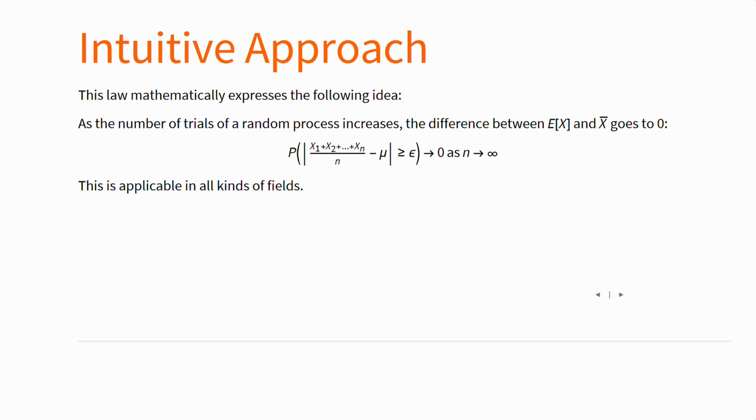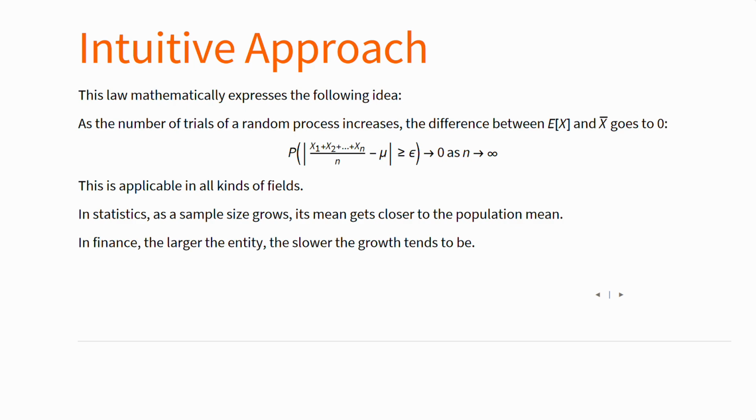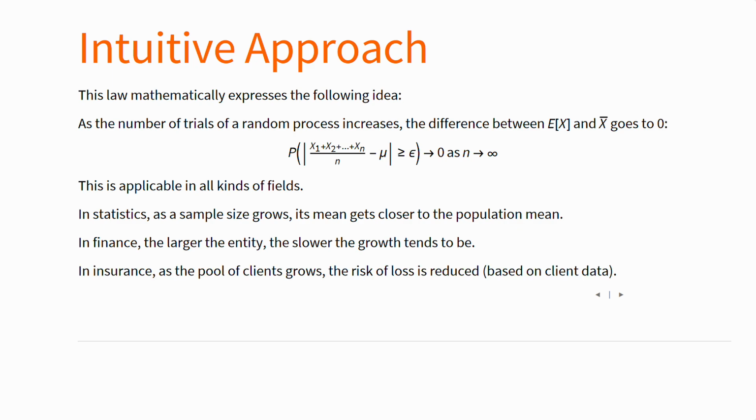In fact, this can be formulated in many ways depending on your field. In statistics, we say as the sample size grows, its mean gets closer and closer to the population mean. In finance, it implies the larger the entity, the slower the growth tends to be. In insurance, as the pool of clients grows, the risk of loss is reduced, which fundamentally motivates pooling.